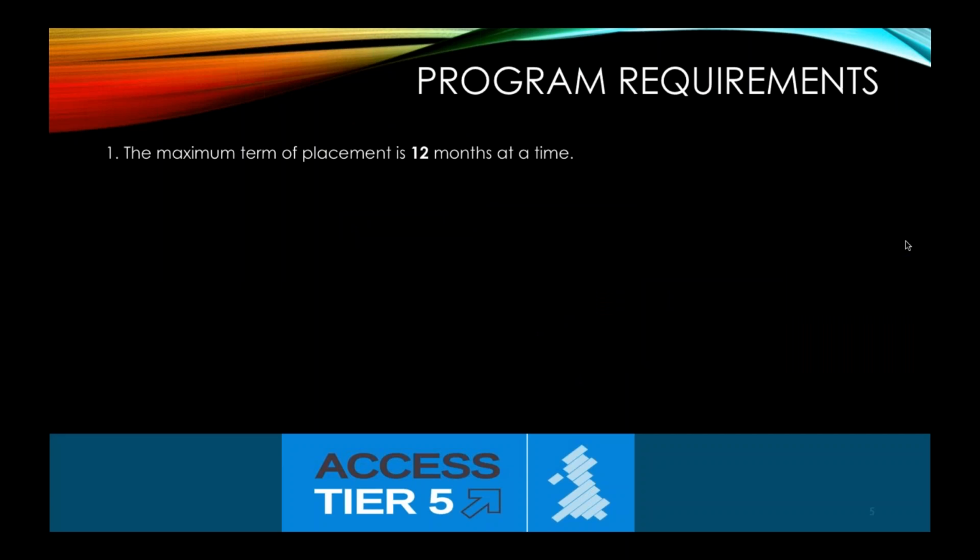criteria. First things first, the maximum term of the placement is 12 months at a time. The minimum length is 4 weeks, the maximum is 12 months. After the 12 months, you have to go back to your home country. You cannot switch into any other visa category. But if your employer wants to bring you in for another 12 months or another internship, then you can apply for a second 12-month visa from your home country. That's the maximum time you can spend under Tier 5, 2 periods of 12 months.